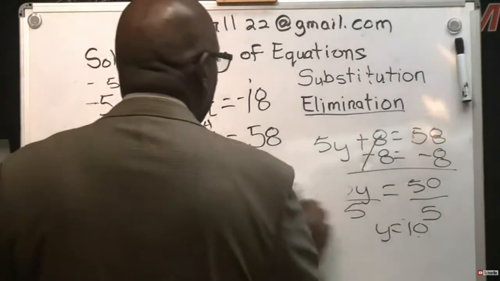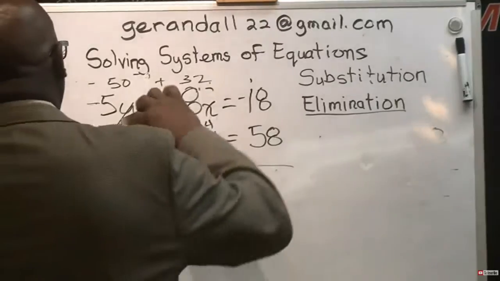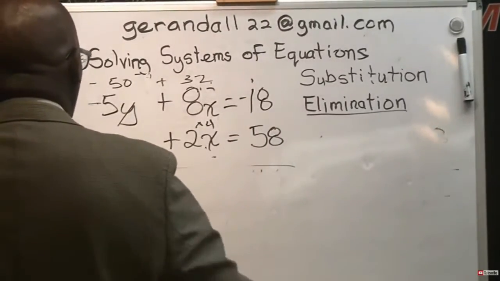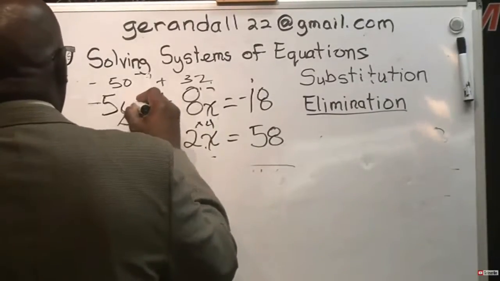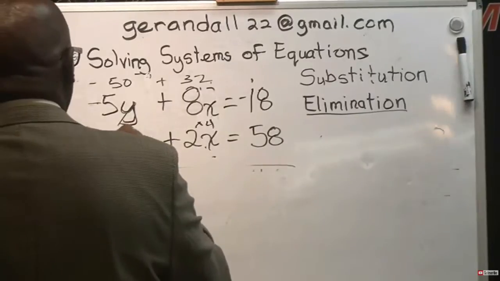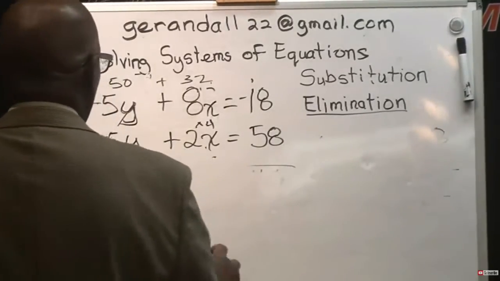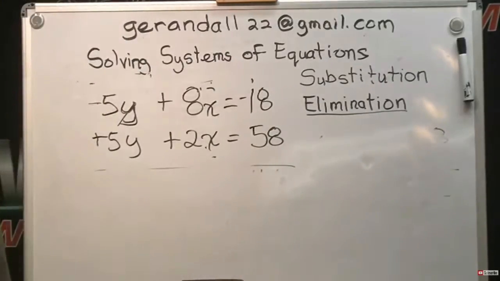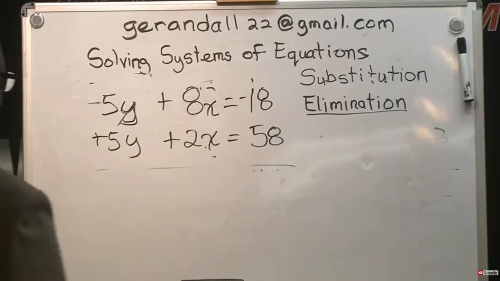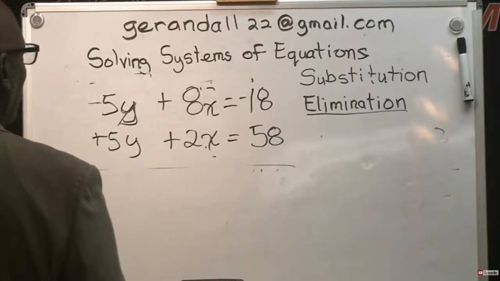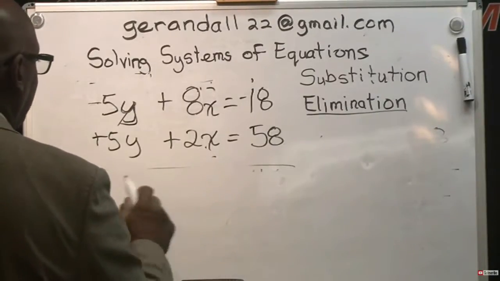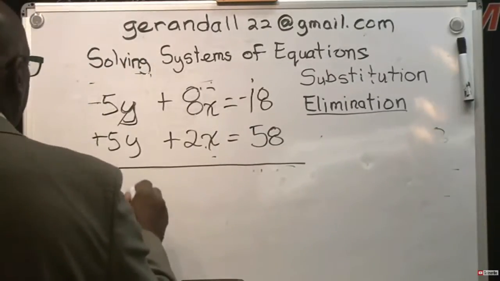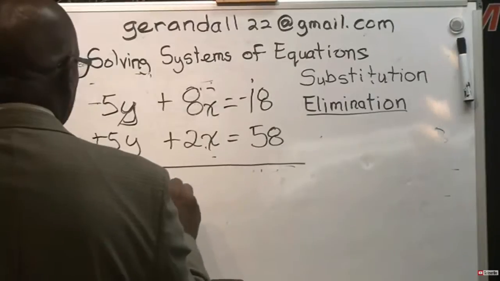Okay? Let's look at the same problem where we have minus 5y plus 8x equals minus 18, and 5y plus 2x equals 58. And we're going to solve it via substitution. And we make a decision. Without going through the whole process, the first thing is we take the top equation, or we could take the bottom equation. It doesn't make any difference.